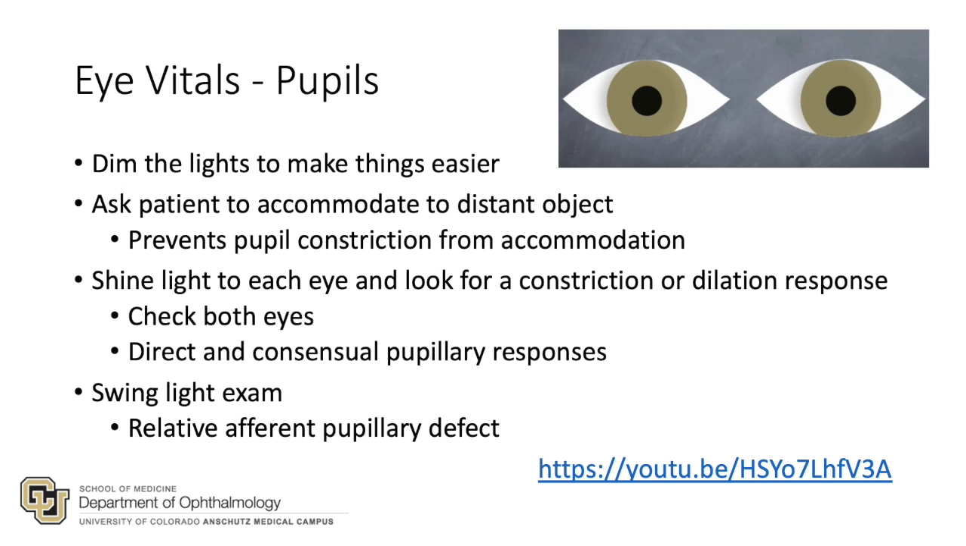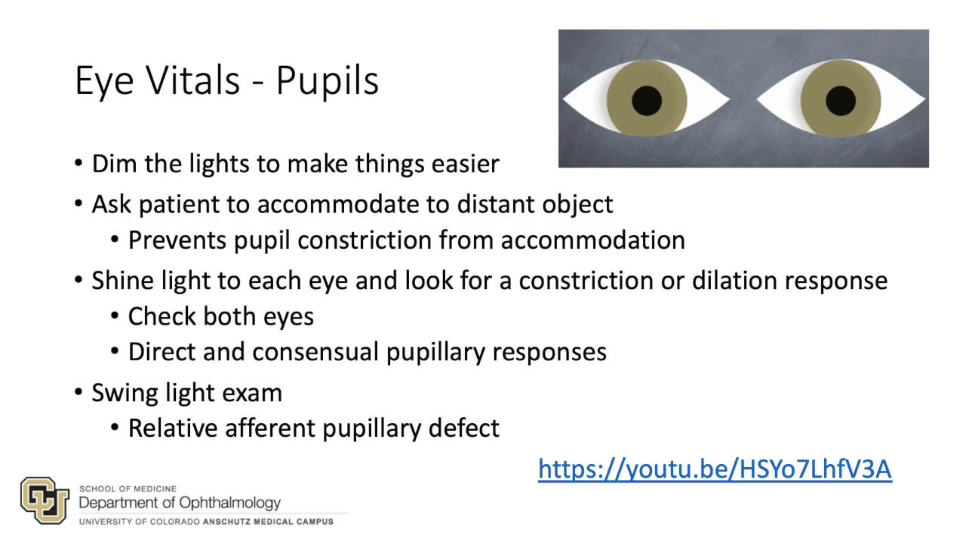And now the pupils. This is surprisingly one of the most challenging exams. To make things easier, remember to dim the lights and ask the patient to accommodate to a distant object, as this prevents pupillary constriction from near accommodation. Then, shine the light into each eye, looking first at the eye that you are testing and then at the other eye as well, in order to assess for both direct and consensual responses.